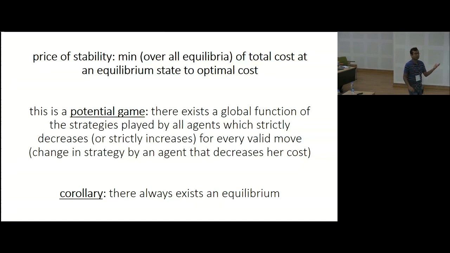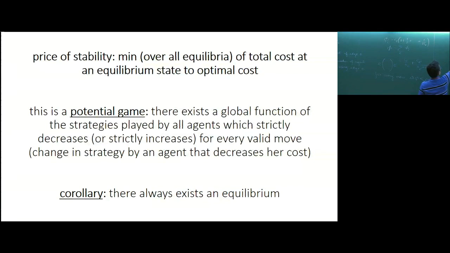So what do I have? What property do I have at the optimal state? Well, I know that at the optimal state, the potential, just by the way it's defined, is going to be at least the cost of the optimal state.